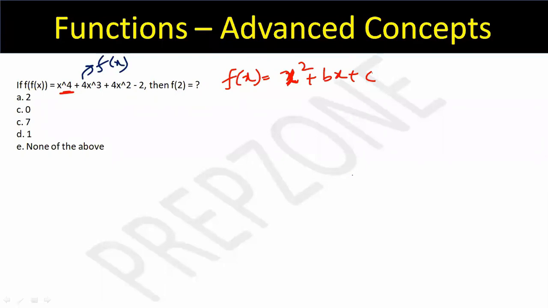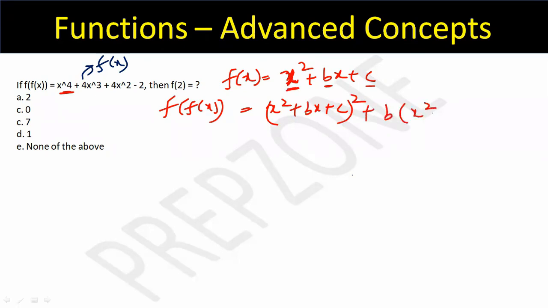Then what all other information is given to me? If f of x is given, then the next thing that I would do is calculate f of f of x and then equate it and calculate all the coefficients. I have to find b and c, right? So what is f of f of x? This is nothing but x square plus bx plus c whole square, right? I have to substitute f of x in place of x. Then b into x square plus bx plus c and then plus c. This is what we get, right?